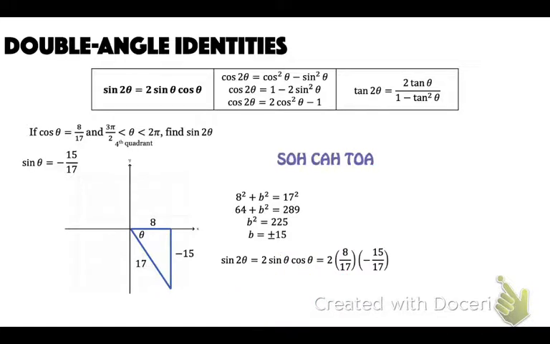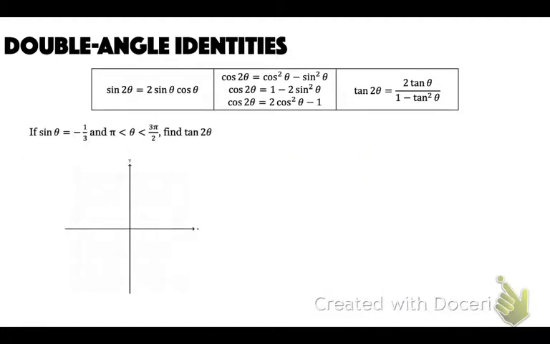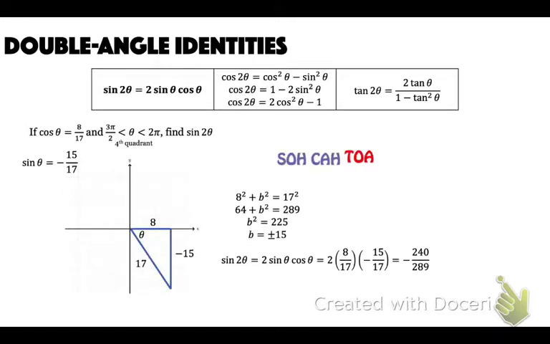multiply all that together, and we get negative 240 over 289. Okay, so that means sine of 2 theta equals negative 240 over 289.